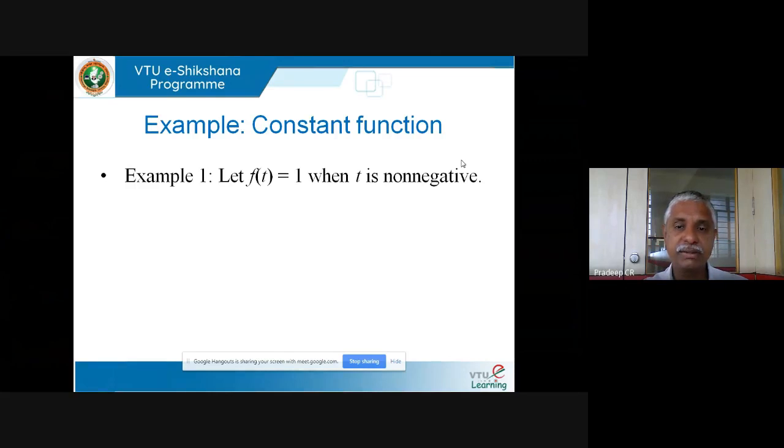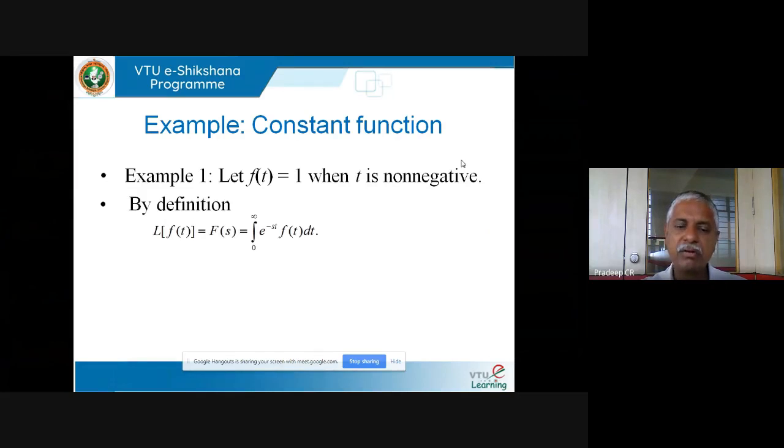Take a few minutes. At t equal to 0, f(t) is 1. At t equal to 1, f(t) is 1. At t equal to 2, f(t) equal to 1. At t equal to 2.5, f(t) equal to 1. So if you write the t value on the x axis, f(t) is 1. So it's basically a straight line parallel to the x axis passing through (0, 1). But I'm interested only in t non-negative, so it will be only in the first quadrant. I don't bother about what happens in the second quadrant. So that's the function, and I want to find its Laplace transform.